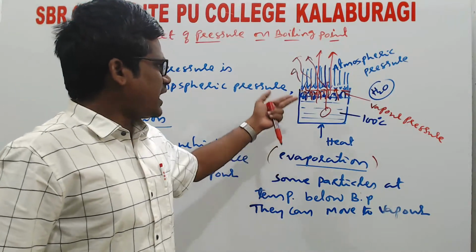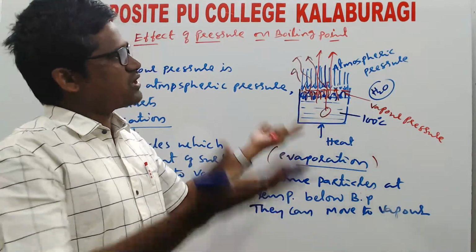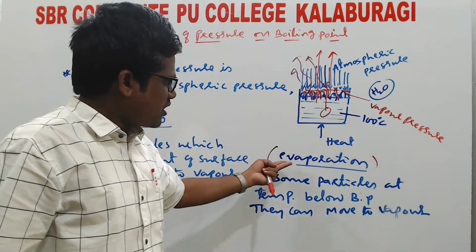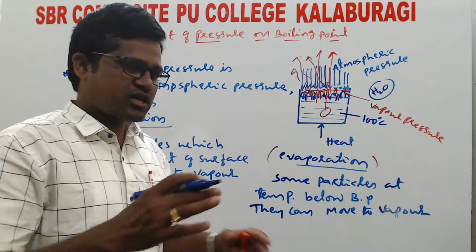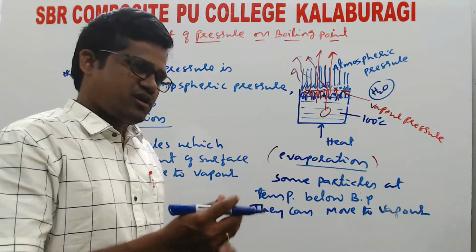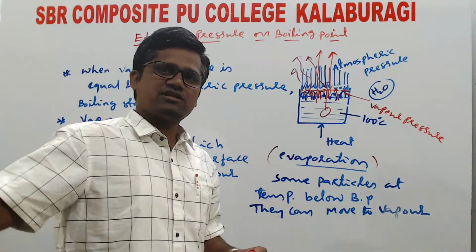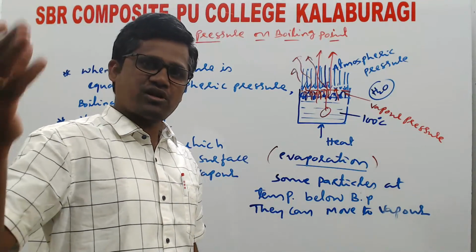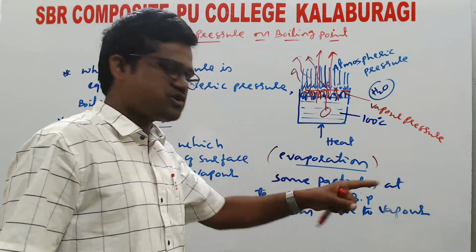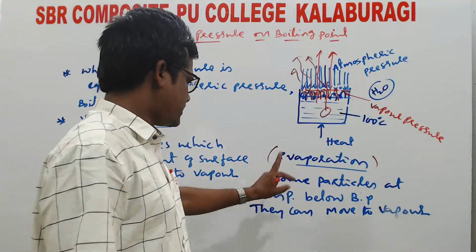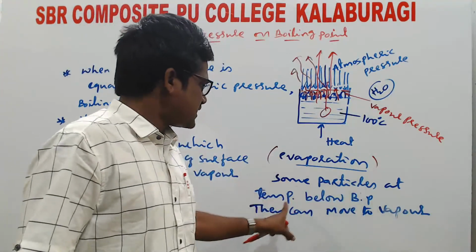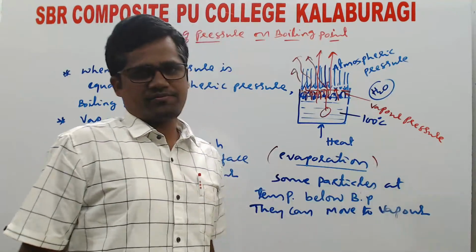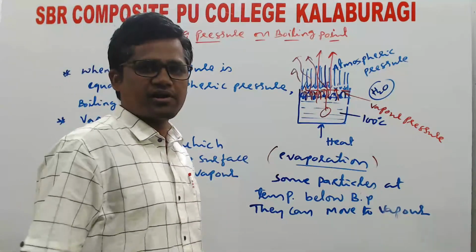At the boiling point, what will happen? All particles which come out of the surface go to the atmosphere. Then evaporation is a small process. It will take place below the boiling point. Because of evaporation, small ponds dry out, because no ponds are at 100 degrees. Some particles at a temperature below the boiling point move to vapor. They move as free particles.